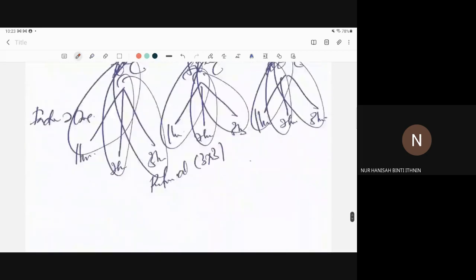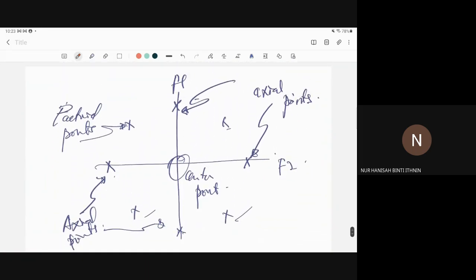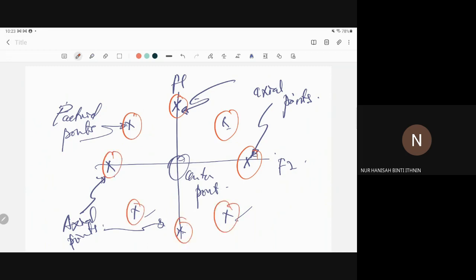However, for CCRD, the approach is they do not do replications. No replication. You only do this once. One time only. The only replication is at the center point. This one. And they will replicate it up to 5 to 7 replications.